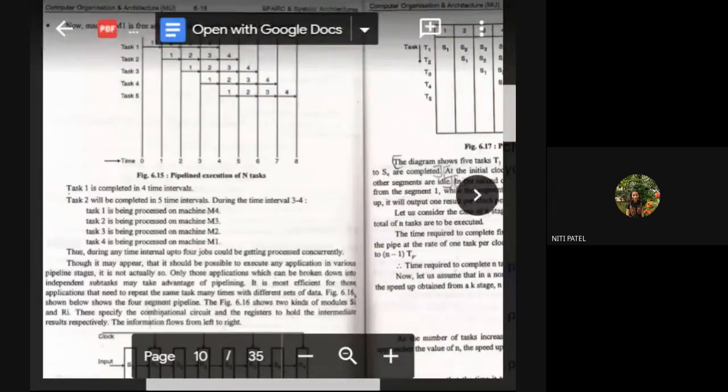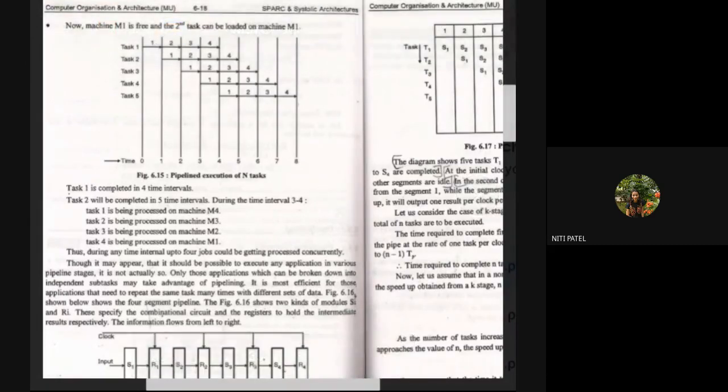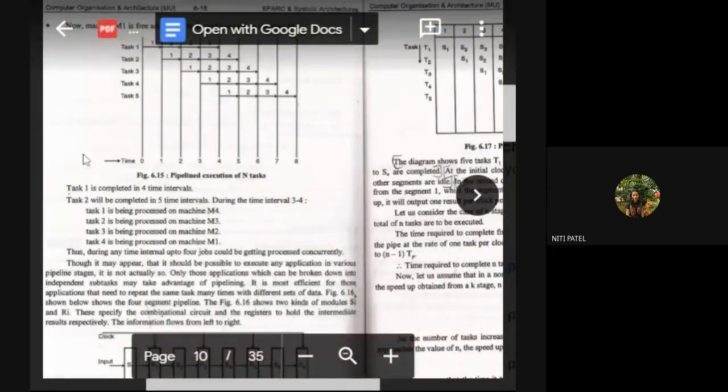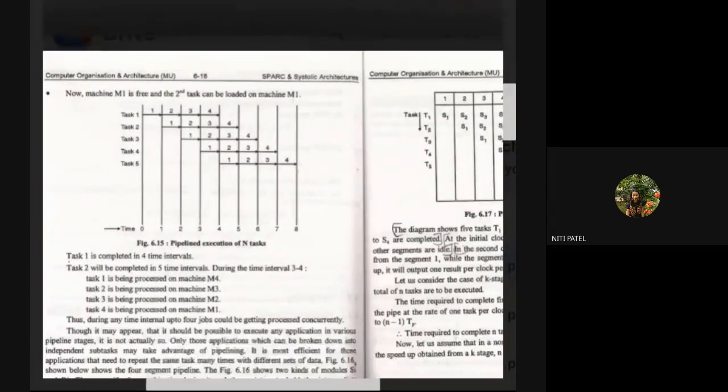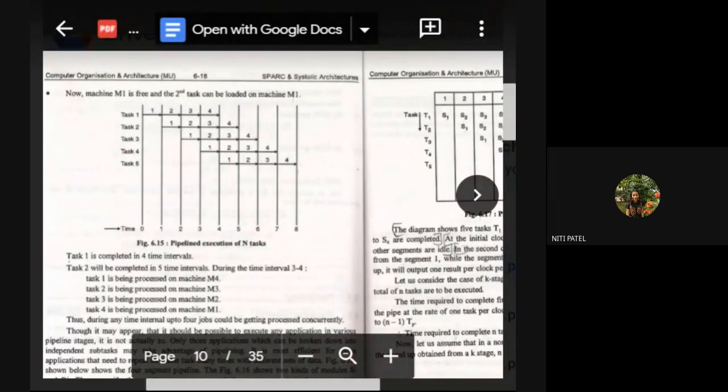Okay, so we have your program divided into different time slots. Can you see the time here? 0, 1, 2, 3, 4, 5, 6, 7, 8. These are nothing but the time. On the x-axis you have time, on the y-axis you have different tasks: task 1, task 2, task 3, task 4, and task 5. Your task 1 is divided into 4 parts, 1, 2, 3, 4. Task 2 is also divided into 4, 3 into 4, 4 into 4, and 5 into 4.